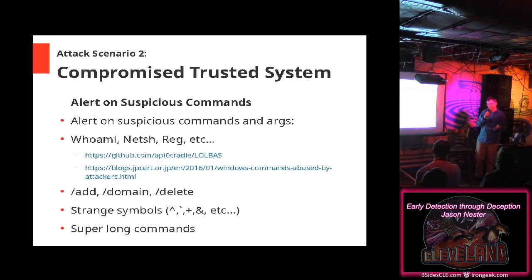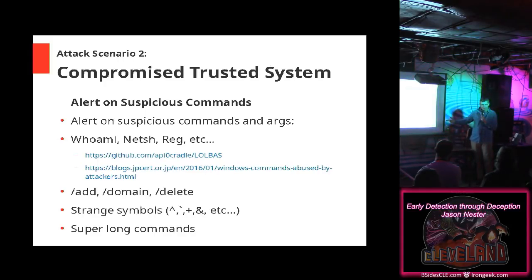Also take a step back though. Alerting on individual commands really isn't that helpful because there are so many, and it's a cat and mouse game of obfuscation. Start looking at more lowest common denominator stuff. /add, /domain, /delete, look at those command line arguments. If I see something with a /domain in the command line argument, I'm curious, especially when it's coming from finance. That's a command line parameter that is interesting.